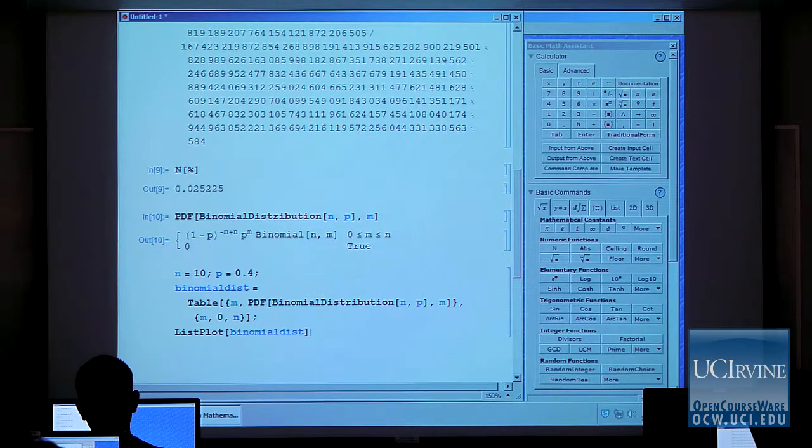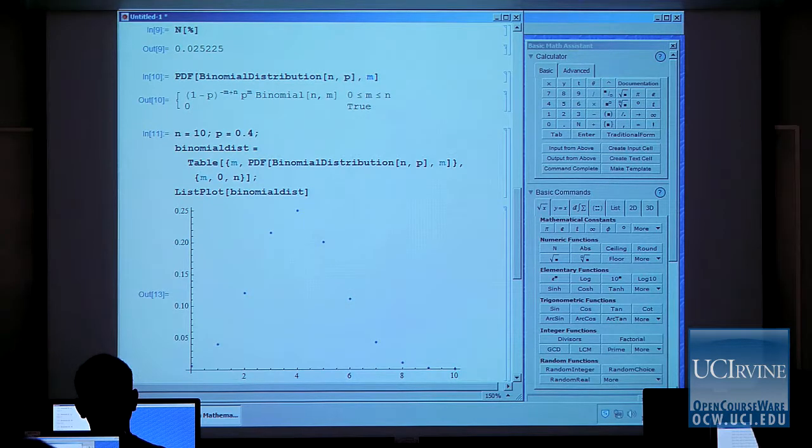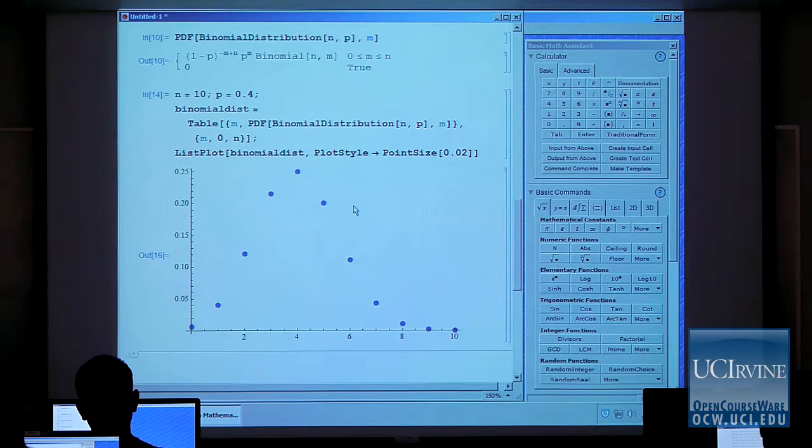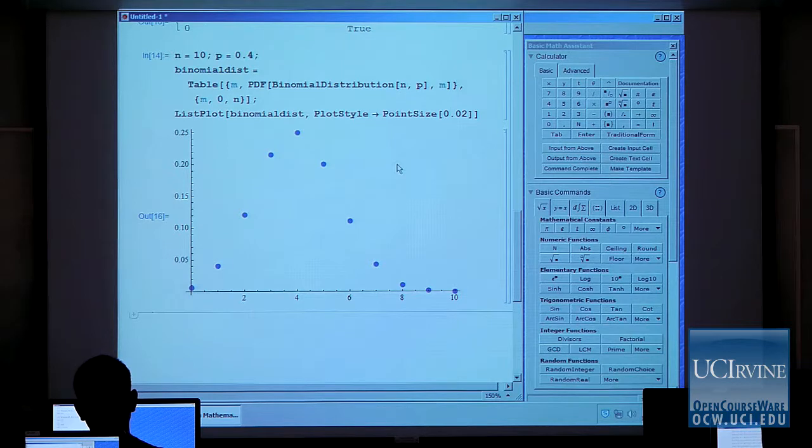All right, so let's enter that and see what we get. And I'm going to go ahead and make the point size a little bigger. So PlotStyle, PointSize, 0.02, so we can see them better. All right, so what is the interpretation of this?